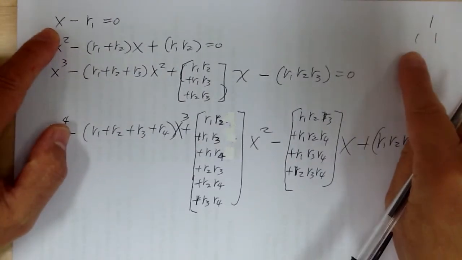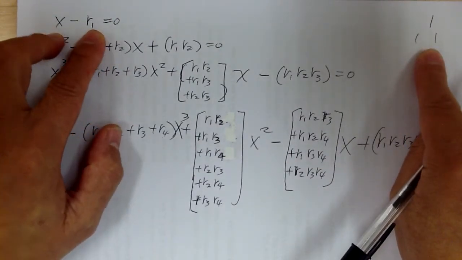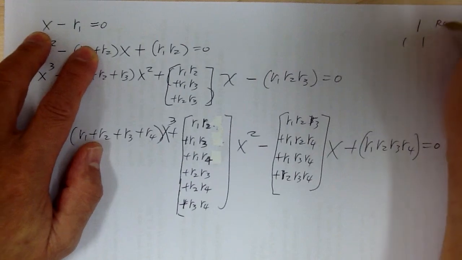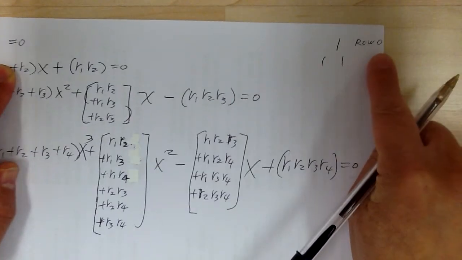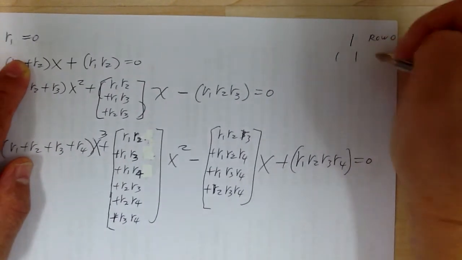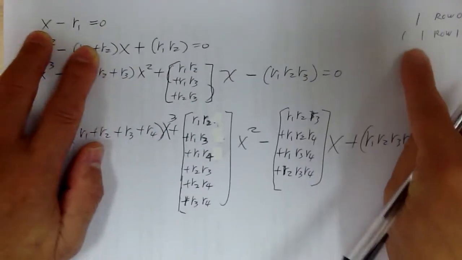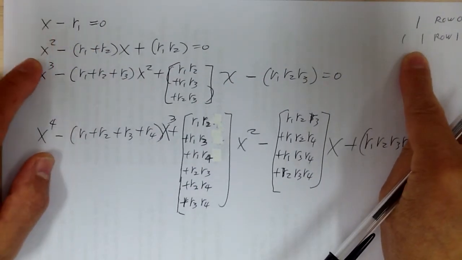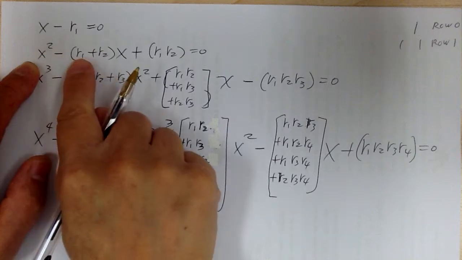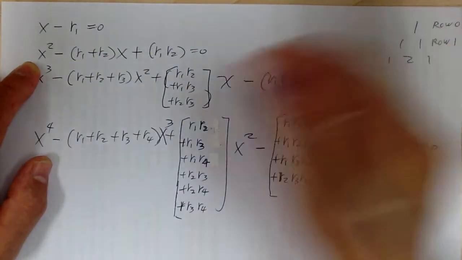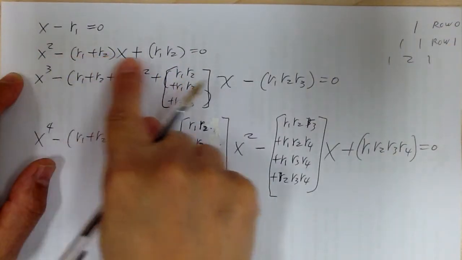So see over here, you got 1. This is a 1 power, right? Remember the Pascal triangle? This is row 0, and this is row 1, so this is for 1 power. And row 2 is 1, 2, 1. See that? 1 term, 2 terms, 1 term.